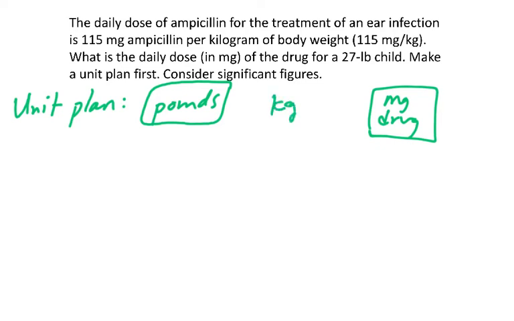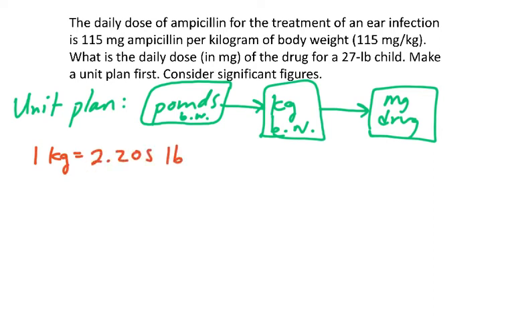So kilograms of body weight. I'm going to have pounds of body weight. And now we can make this first connection and then this second conversion. Okay, so that's our plan. It's our map. Now remember, each arrow represents a conversion factor. And so the first one will be from pounds into kilograms. So 1 kilogram equals 2.205 pounds. You can look that up somewhere in a table from the previous slide or in your textbook.